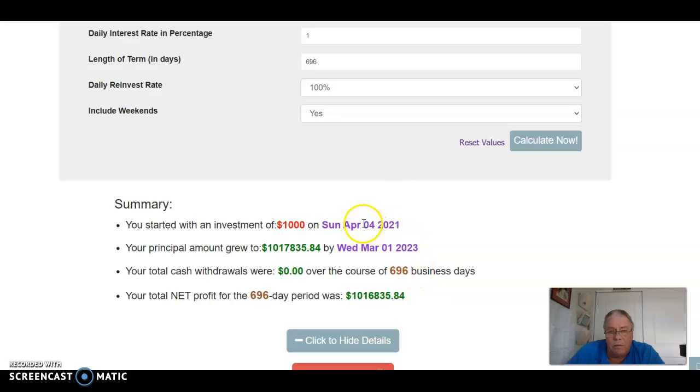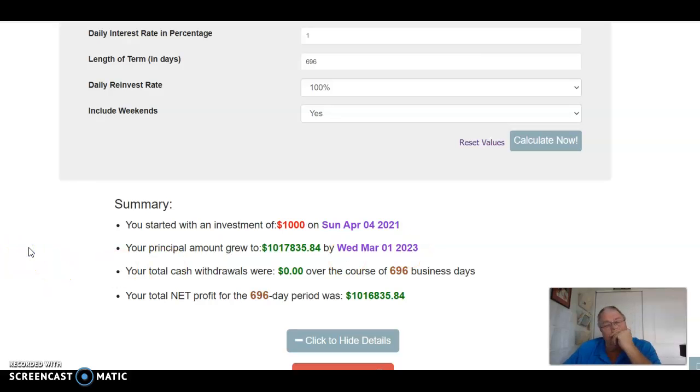So today is Sunday, April 4th. If you put in $1,000 and I could get 1% a day in my own account that I don't have to ask someone to withdraw, which actually I won't withdraw because I'm trying to make this seven-figure number here. This is my goal here. I need that, right? It would take until Wednesday, March 1st, 2023.